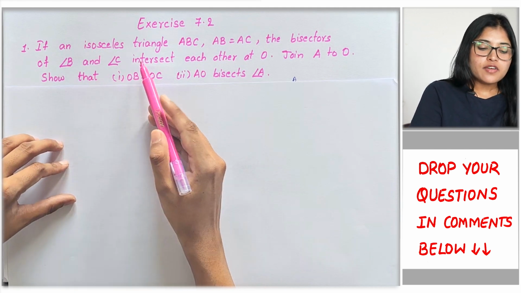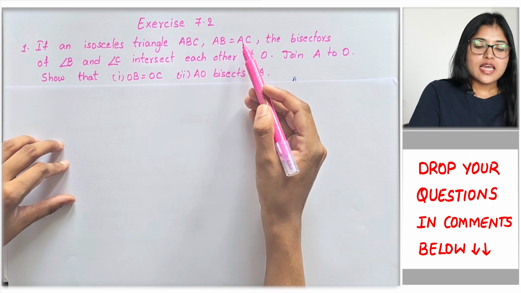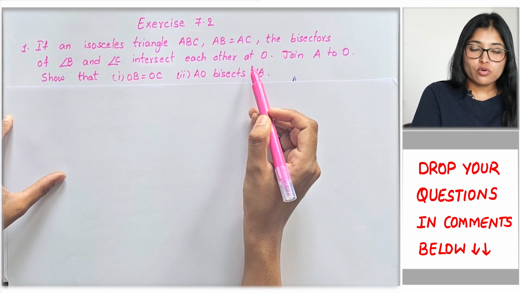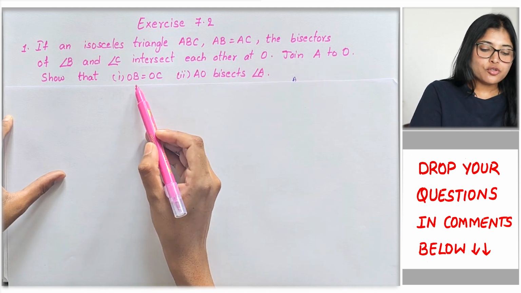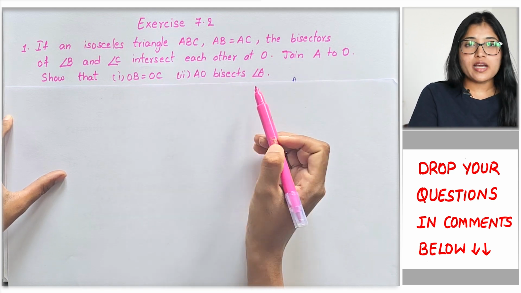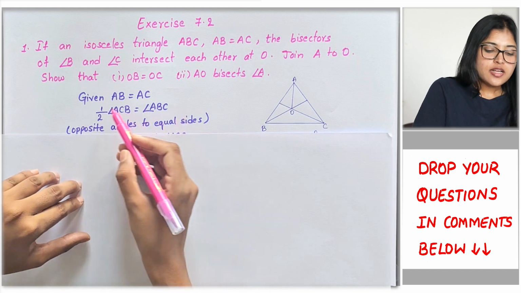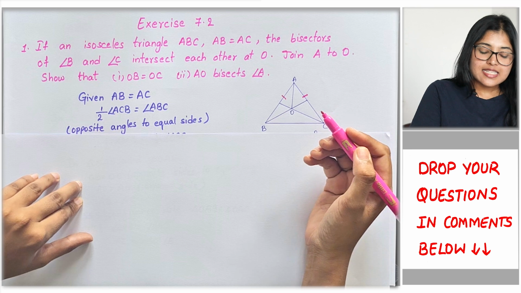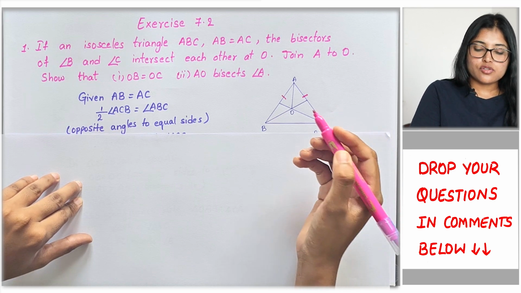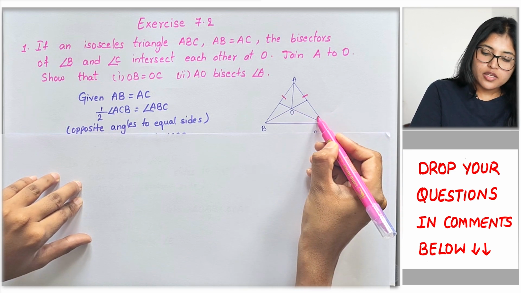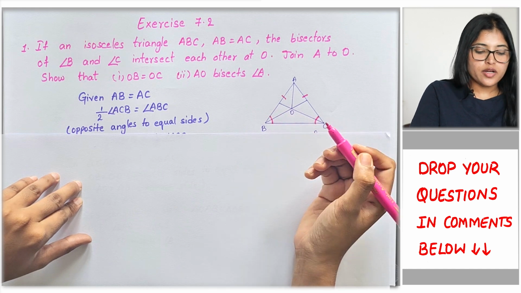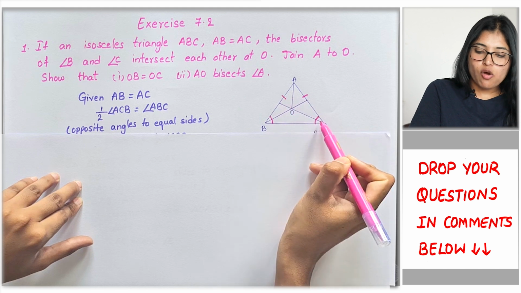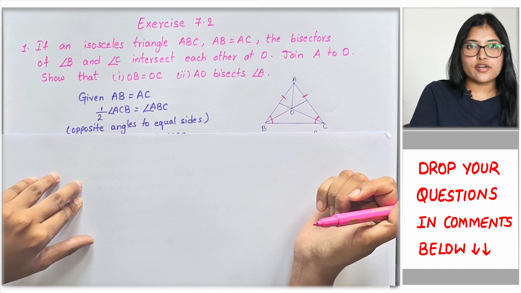First question says, in an isosceles triangle ABC, AB equals AC, the bisectors of angle B and C intersect each other at O. Join A to O, and we need to show that OB equals OC and AO bisects angle A. Writing the given information, AB is equal to AC, so these two sides are equal. That means angle ACB equals angle ABC, because angles opposite to equal sides are equal. This is the opposite angle to this side and this is the opposite angle to this side.